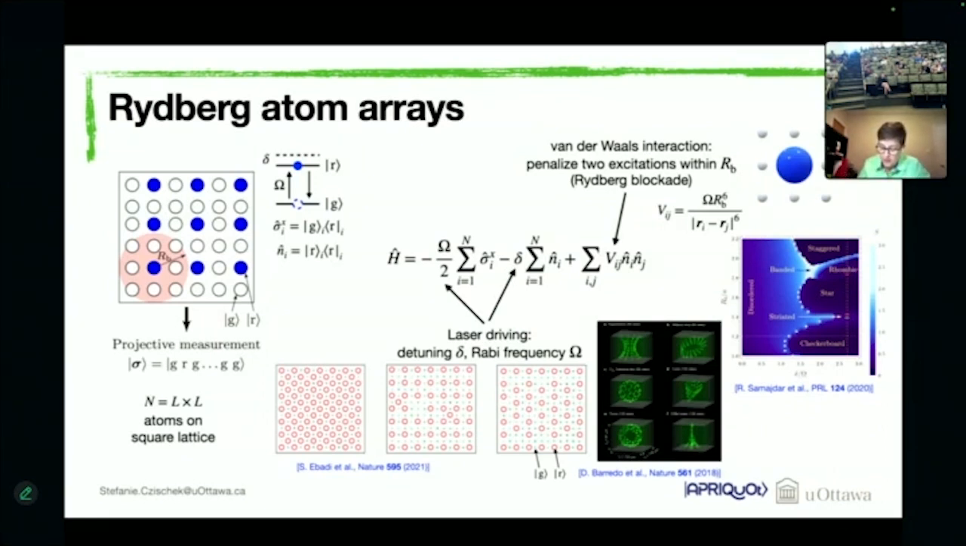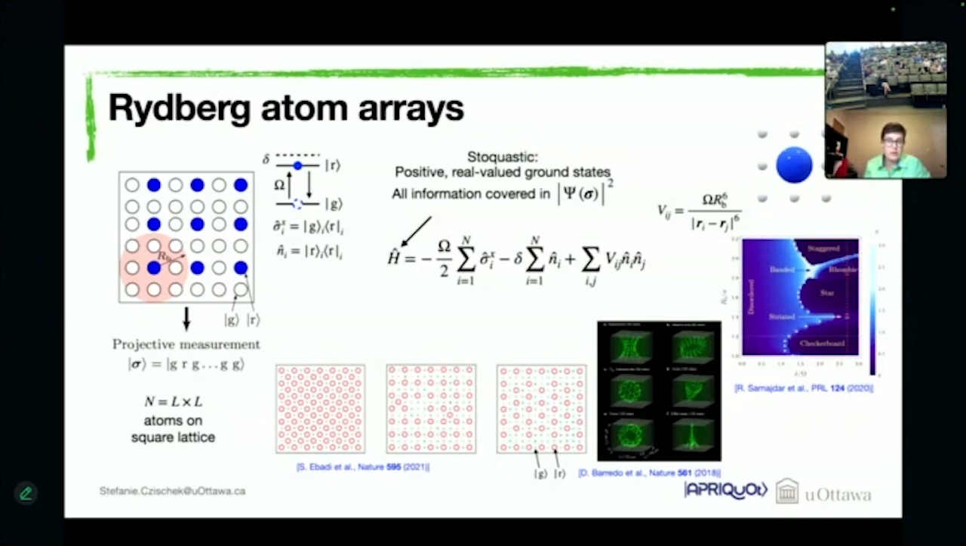Another nice property of the Rydberg Hamiltonian is that it is what we call stochastic, which basically means that we can mathematically prove that the ground states of the Rydberg Hamiltonian are always positive and real valued. And so if we want to look only at the ground states, we don't need to care about complex phases. We don't need to worry about all this, but all information is covered in the squared wave function amplitude. And you will see later that this makes everything a lot easier when we use our neural networks to find ground states of this Hamiltonian. And at the same time, this property allows us to do quantum Monte Carlo simulations of our Rydberg atom arrays, which we can use as a benchmark for our neural network methods later.